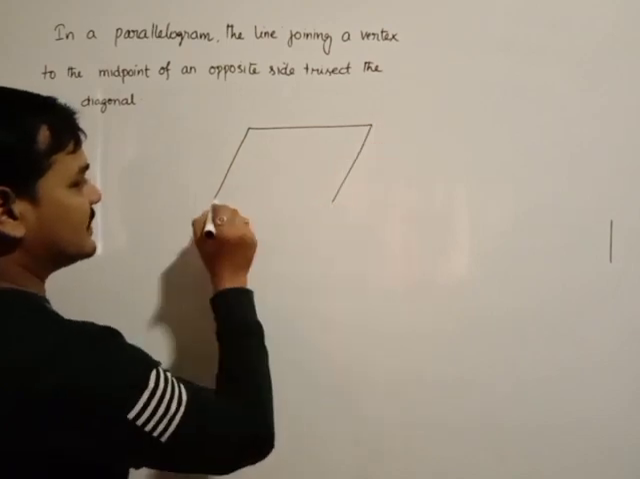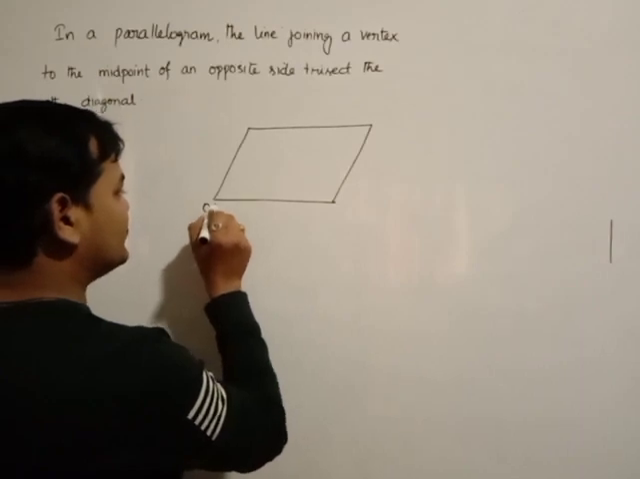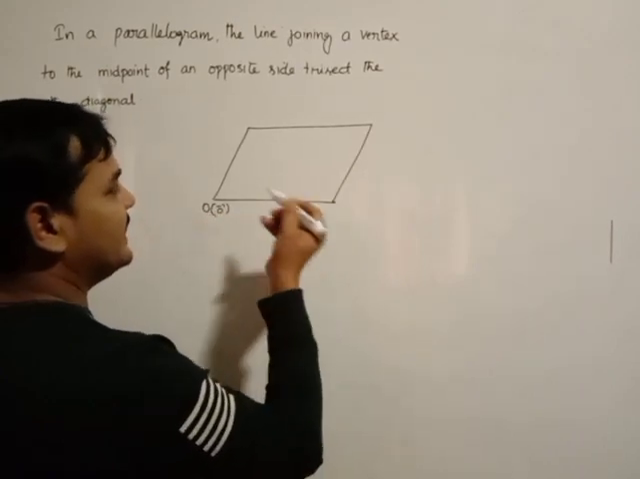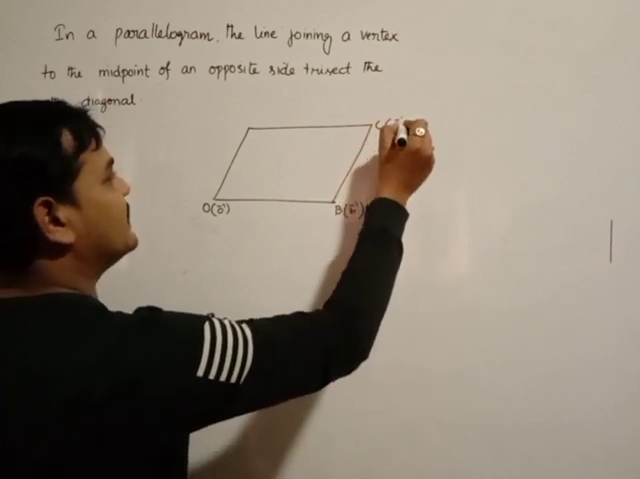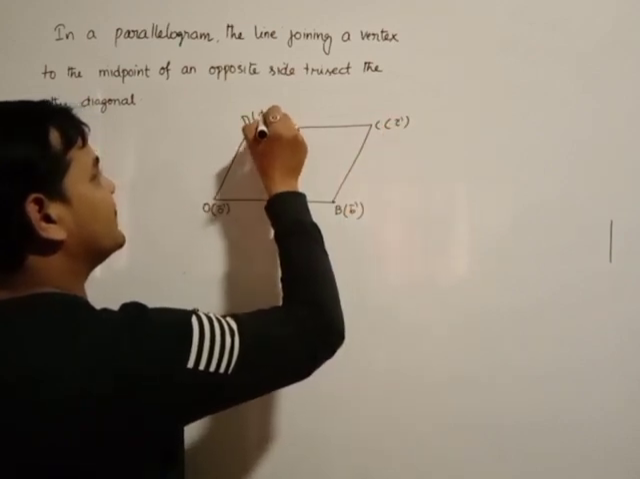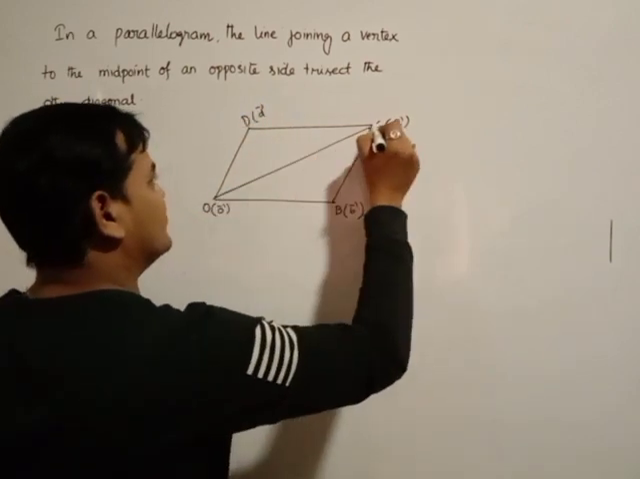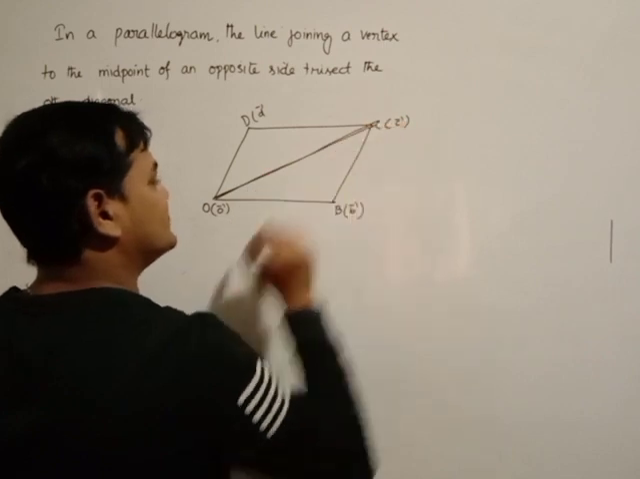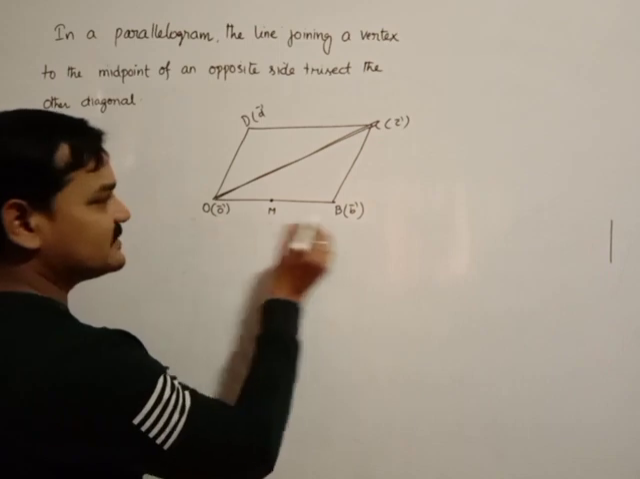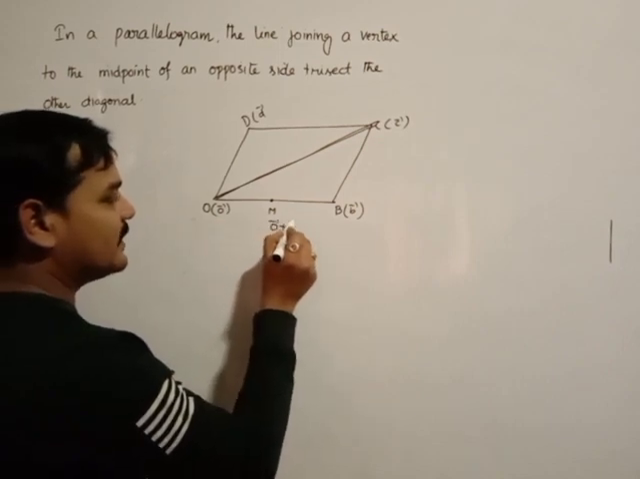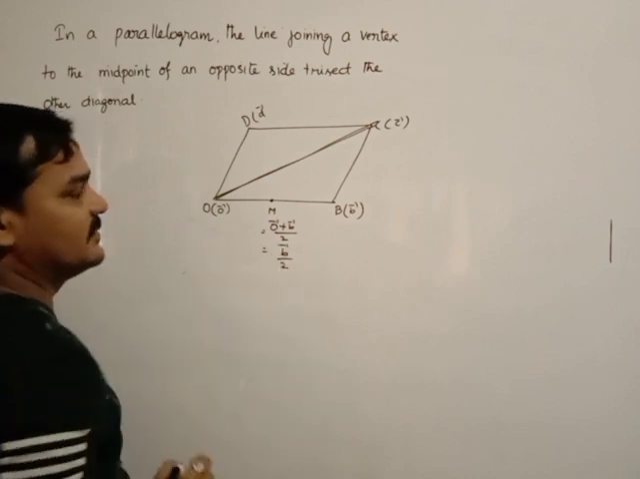This is a parallelogram I can take. It has the point O of O bar, B of B bar, C of C bar and D of D bar. Now this is the diagonal OC bar. And I can take its midpoint as M. Midpoint means O bar plus B bar by 2, that is equal to B bar by 2. This is the midpoint.